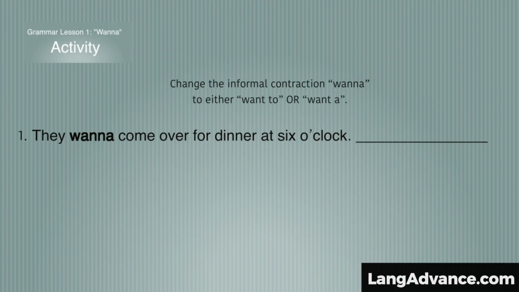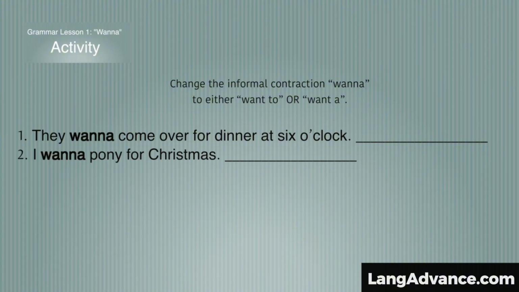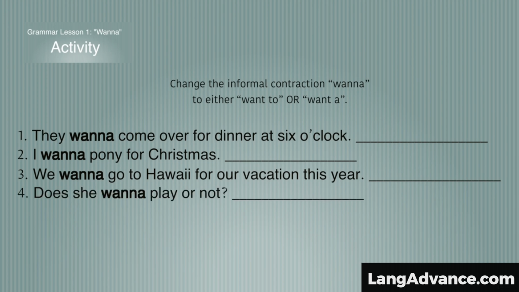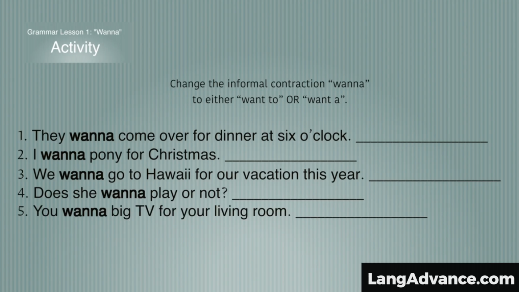Number 1, they wanna come over for dinner at 6 o'clock. Number 2, I wanna pony for Christmas. Number 3, we wanna go to Hawaii for our vacation this year. Number 4, does she wanna play or not? Number 5, you wanna big TV for your living room.